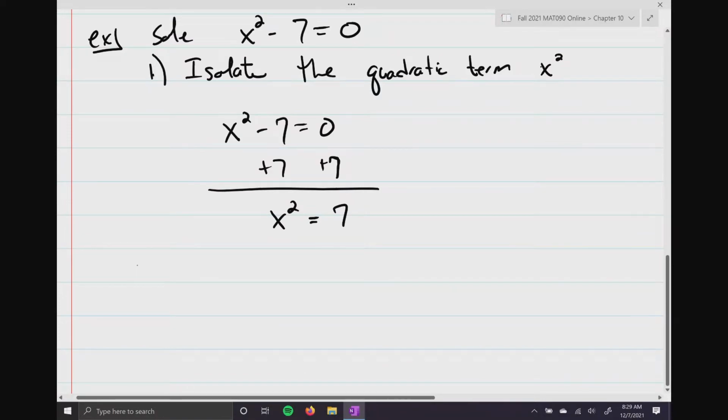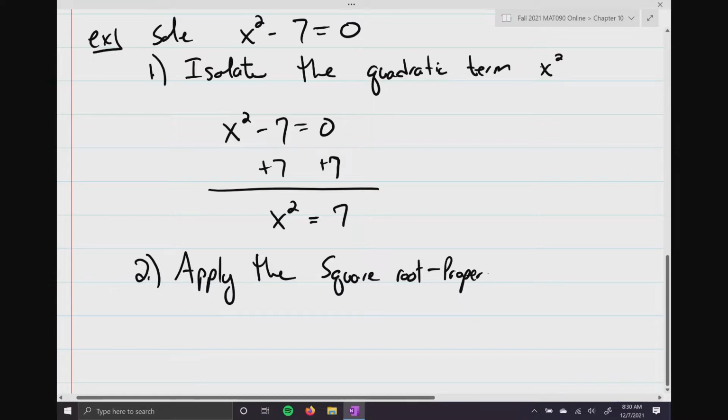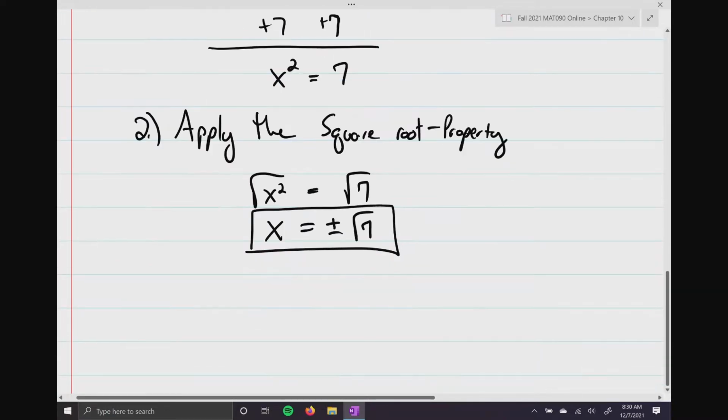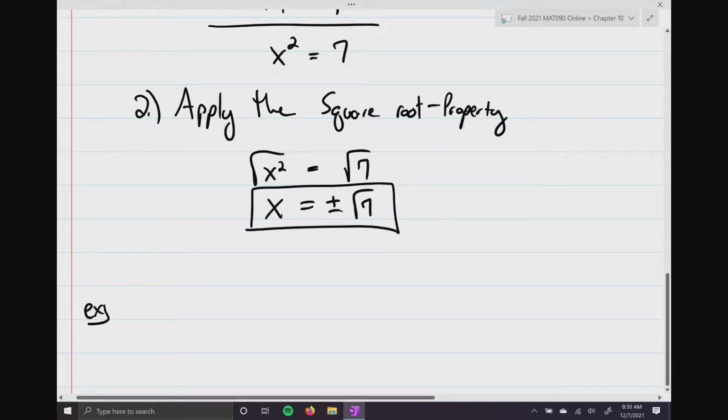And then step 2, we're going to apply the square root property. Okay? So I take the square root of both sides. And in this situation, the square root of 7 is not a nice number. So you just leave it like that. But make sure you put this plus or minus out front. Okay? All right, here's another example.